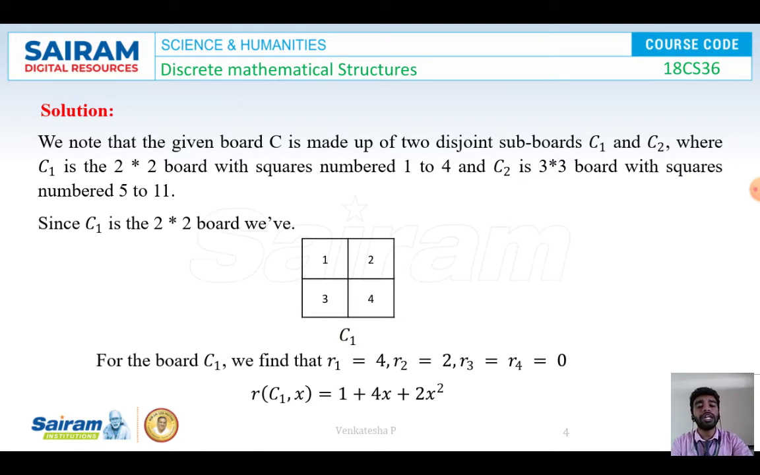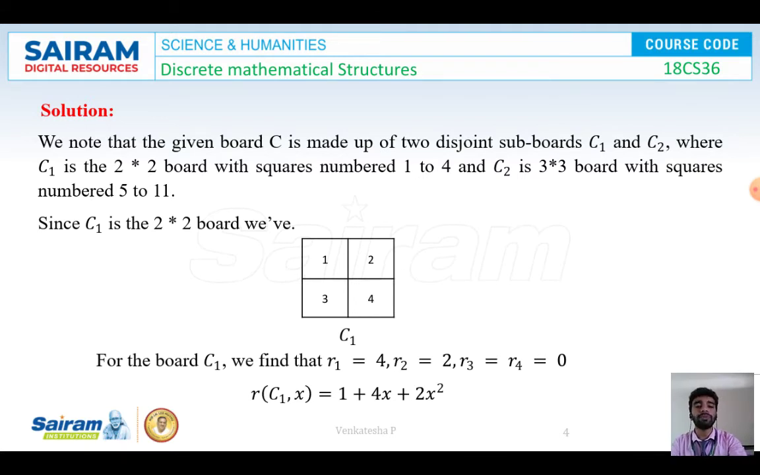Now to find R2, I must find two non-capturing rooks. I get (1, 4) as one placement and (2, 3) as another. So there are 2 ways of placing two non-capturing rooks, and the value of R2 is 2. Since it is a 2x2 board, we are unable to find 3 mutually non-capturing rooks, so the values from R3 to Rn are equal to 0. Incorporating these values in the equation, I get R(C1, x) = 1 + 4x + 2x². This is for the C1 board alone.